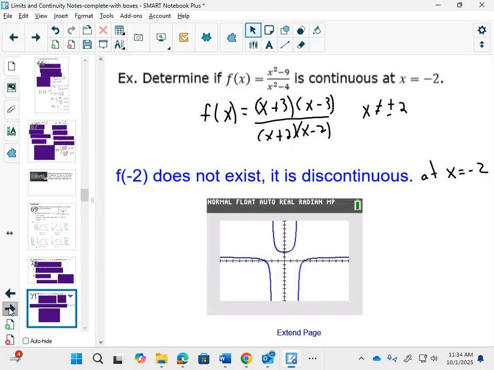So graphically, we can see, and you just have to show that one of the 3 things doesn't work. You don't have to show they all don't work. As soon as you find one doesn't work, you're done. It's discontinuous. So which one did we find here? We found out that 1 didn't work. If you did the limit, it doesn't work.